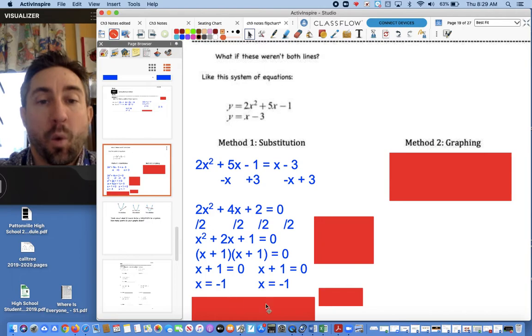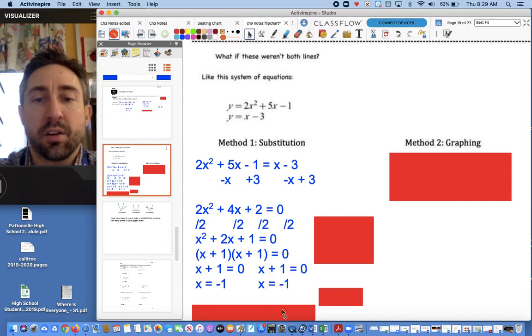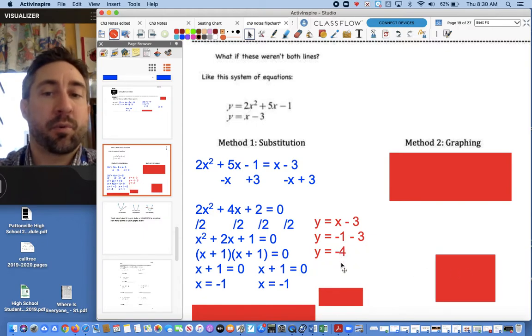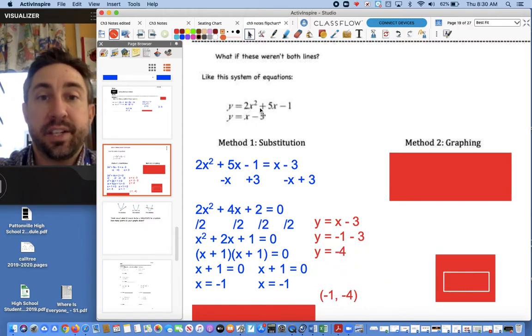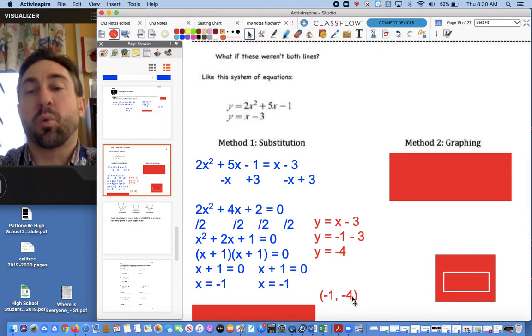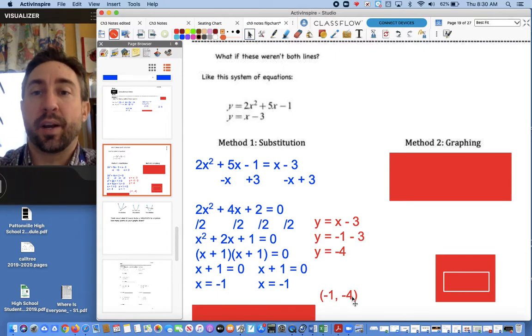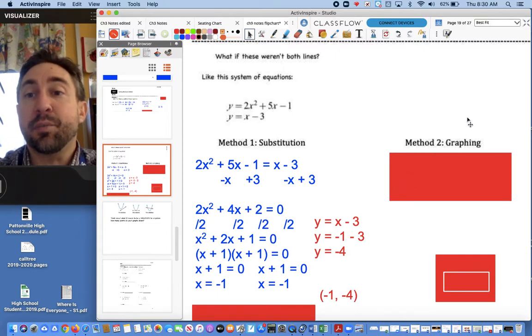Okay. What I can do is plug that back into either equation. The bottom one is probably going to be easier. So let's put that negative 1 in there. I solve the bottom equation, plug in the negative 1, and so my y value has to be negative 4. So in other words, these would intersect at the point (negative 1, negative 4). Now that's a lot of work, okay? And I would recommend that you find the smartest and easiest way to get an answer, which in this case would just be graphing.